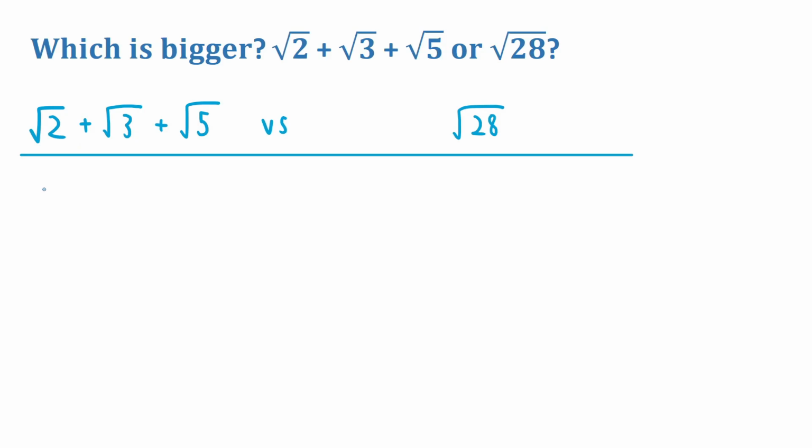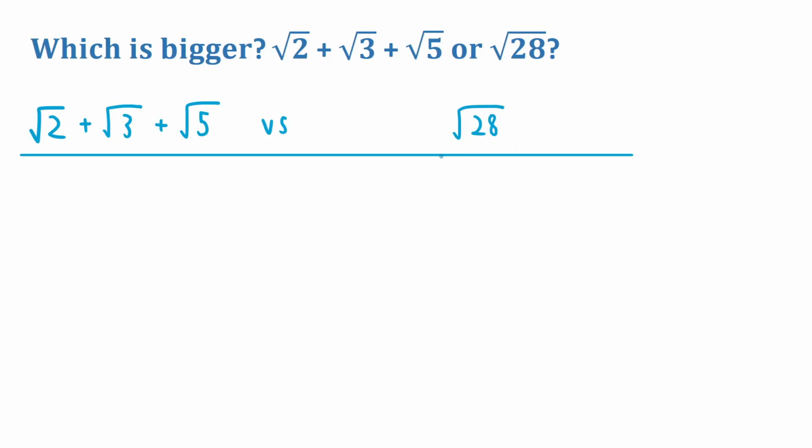So let's say we have the expression square root of 2 plus square root of 3 plus square root of 5, and we want to compare this with square root of 28 for which one is greater. The question here is essentially whether the first expression with the sum of the three smaller square root expressions is greater overall, or the one square root term on the right hand side, which is a lot greater than each of the three terms individually.